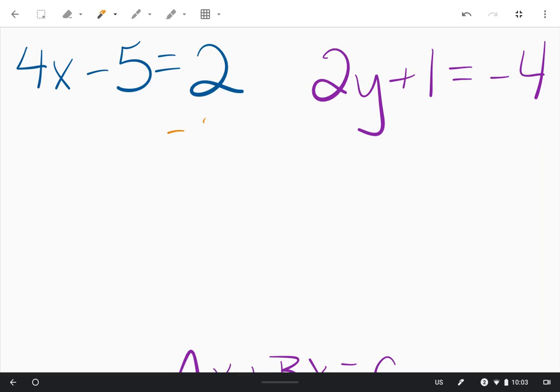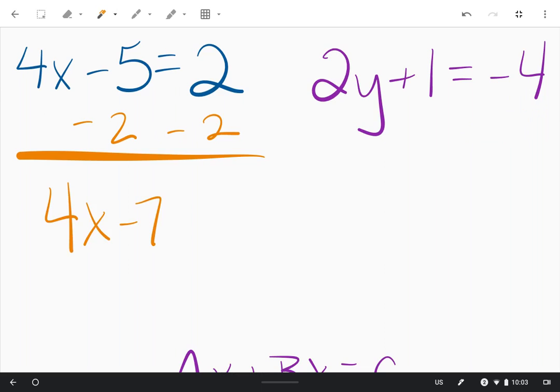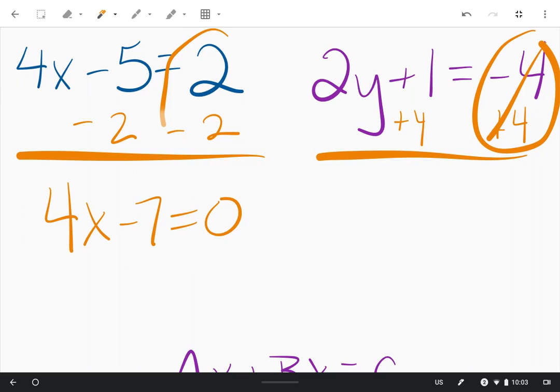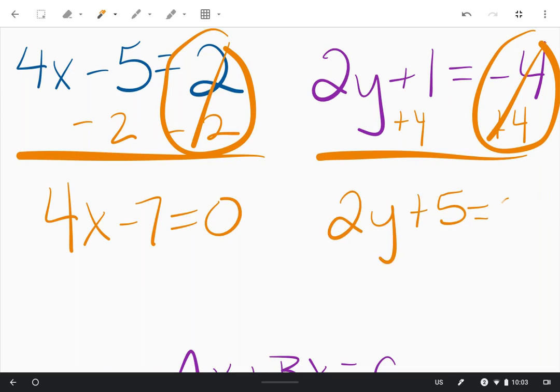So to do that, on this equation, I'm going to subtract 2 from both sides. And I end up with 4x minus 7 equals 0. Over here, I'm going to add 4. All I'm doing is I'm clearing out this side of the equation. 2y plus 5 equals 0.